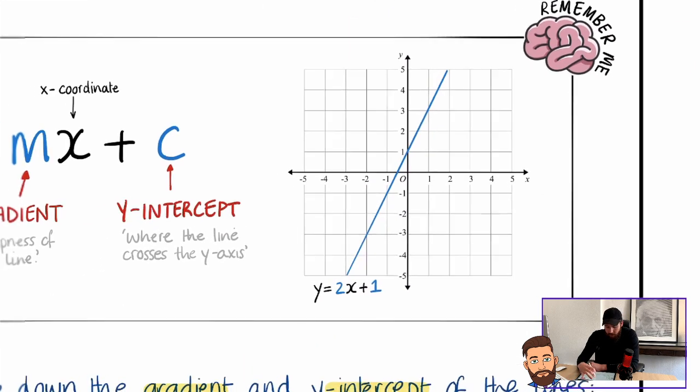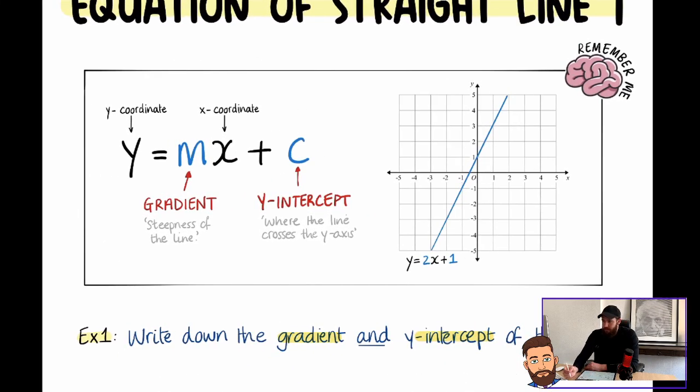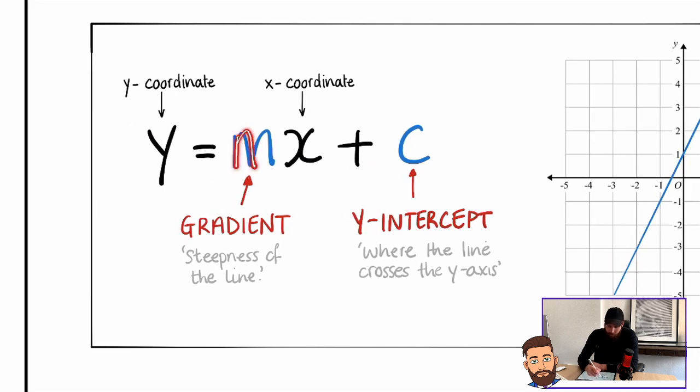How does that map to the equation of a straight line? Well, I've put this in a remember me box, which would be really useful to put on a revision card because it is the fundamental equation that you need to know to do with a straight line, especially at GCSE, which is y equals mx plus c. And you should already spot something that you know there, which is m. We know that m is the gradient, and we know the gradient is the steepness of the line.